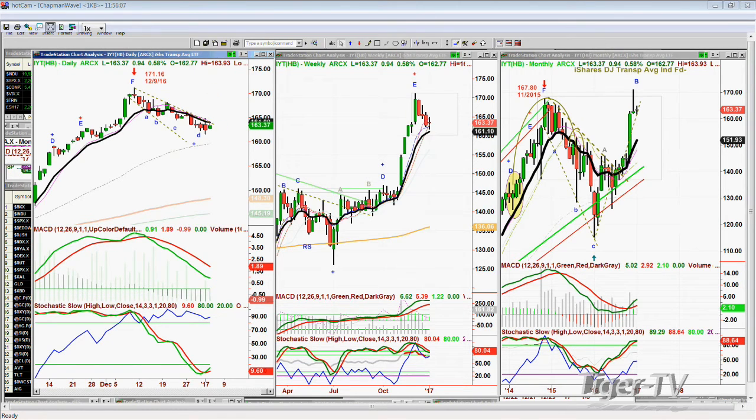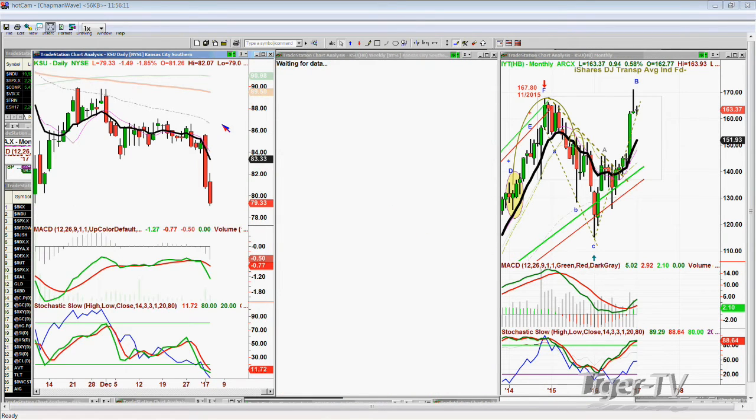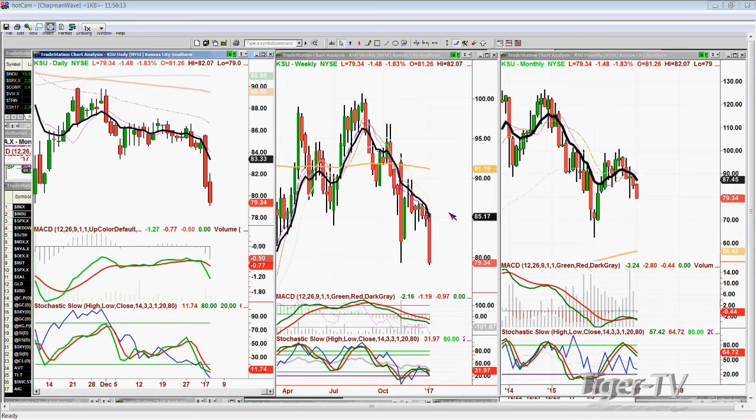And KSU, I don't remember if I've still got this notated. No, I don't. Whoa, KSU is not good at all. Don't touch Kansas City Southern. It's just not looking good at all, and it's breaking under that previous low in the weekly chart. Whoa, nothing here. Nothing here to see, folks. Okay, now let me do this.